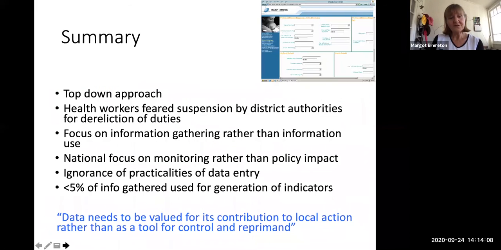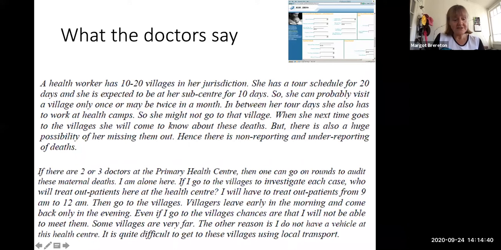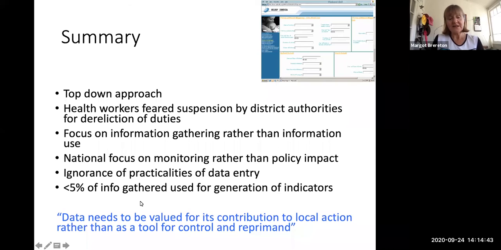So overall, the findings of the report were that people felt it was a very top-down approach. The health workers feared suspension by district authorities for dereliction of duties. So there was a lot of concern about whether recording a death or not recording a death would lead to some sort of recriminations. And there was also a feeling that there was a lot of focus on information gathering rather than information use. An ignorance of the practicalities of data entry, and that most of the information gathered would not actually be used for generation of indicators. And the overwhelming conclusion was data needs to be valued for its contribution to local action rather than as a tool for control and reprimand.